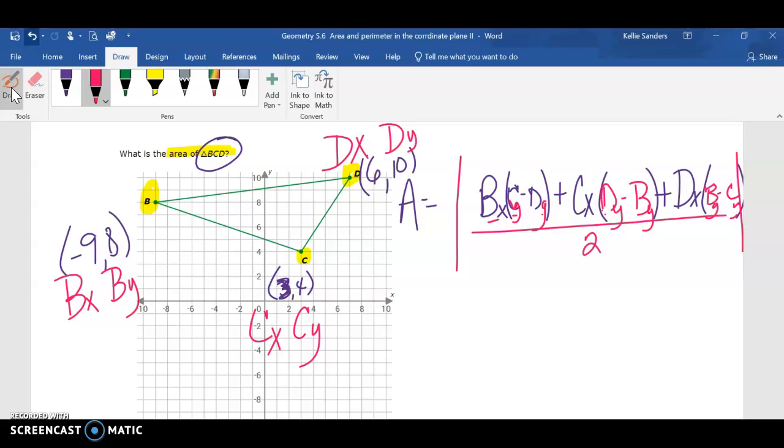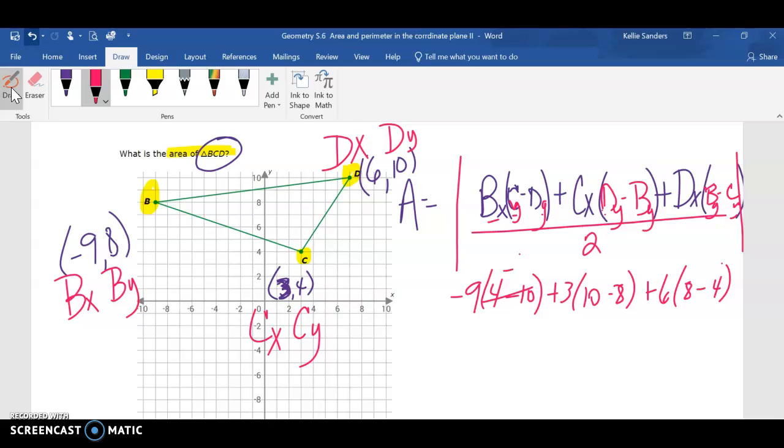So we have BX, which is negative 9. CY is 4 minus DY is 10. Plus CX is 3. DY is 10. BY is 8. DX is 6. BY is 8. CY is 4. I'm going to do all of that math right now.